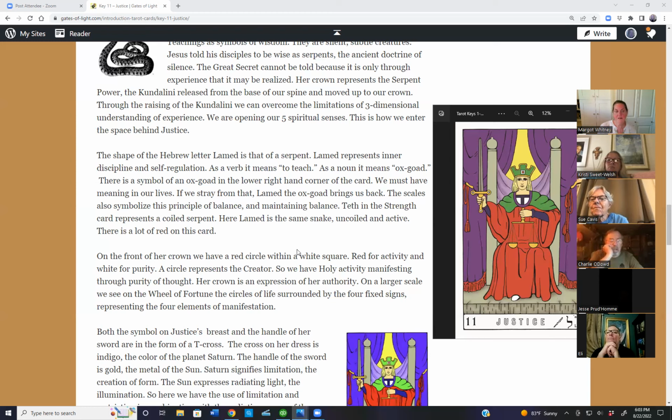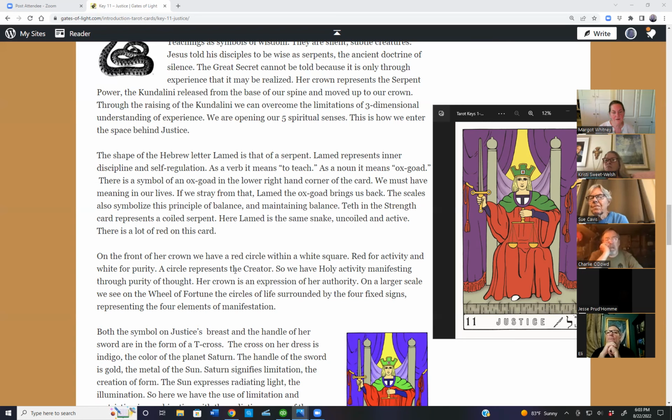The scales also symbolize this principle of balance, maintaining balance. Teth in the strength card represents a coiled serpent. Here, Lamed is the same snake, uncoiled and active. There is a lot of red on this card.